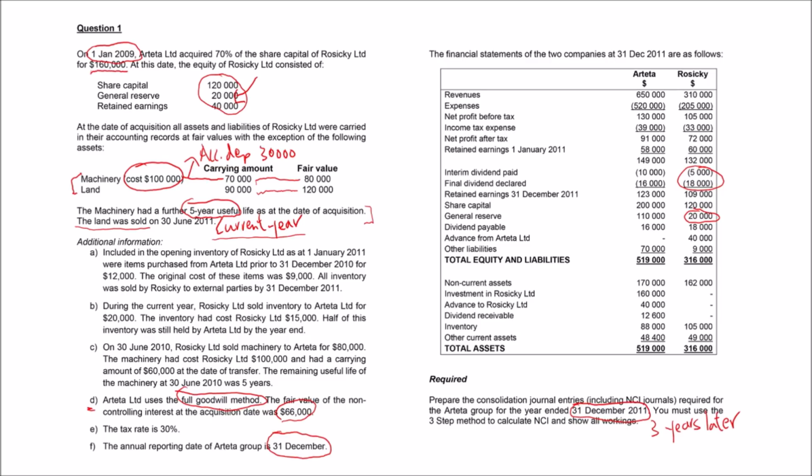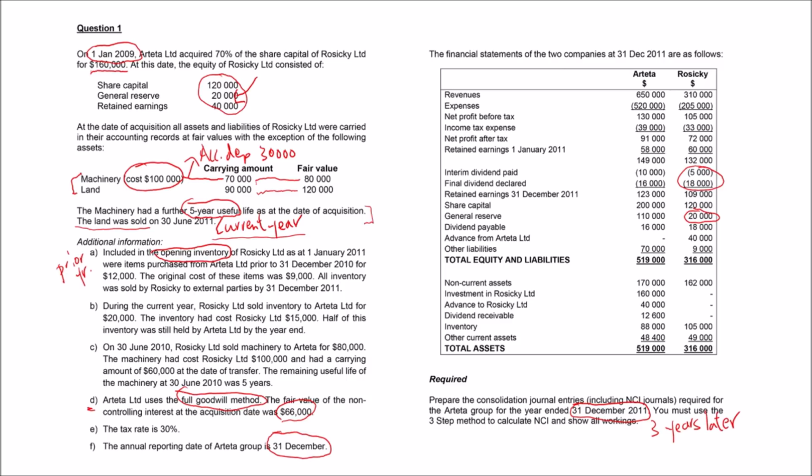With this additional information A, it says that it is included in the opening inventory. So when you see the term opening inventory, it means that this is a prior year transaction. If it's a prior year transaction, it means that in the last year, the group has already eliminated the amount of revenue, and you don't have to do that again. That means in this journal, the only thing you want to eliminate is the unrealized profit.